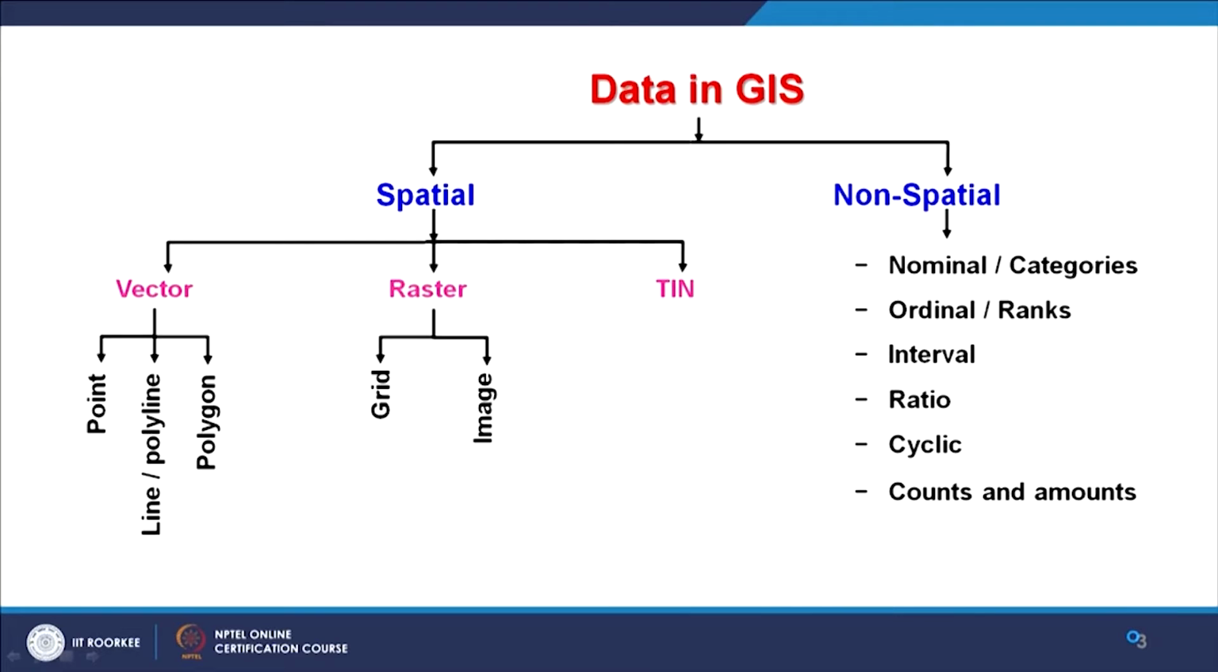If any new development takes place in the mathematical domain or computer science tomorrow, either in the representation of spatial data or non-spatial data, and if it is beneficial in GIS, definitely it would be incorporated in future as well. So, just to recap the entire gamut of data in GIS, there are 2 basic types, spatial and non-spatial, and when we discuss the spatial, 3 subtypes: vector, raster and TIN, whereas non-spatial there are 6 types.